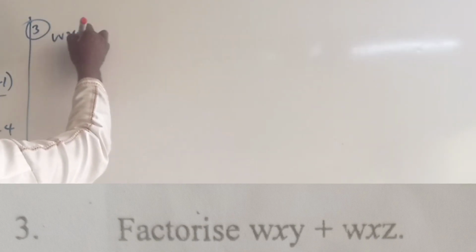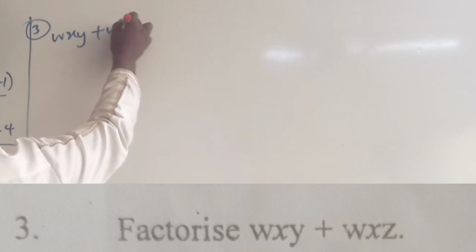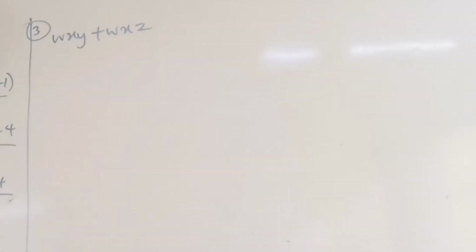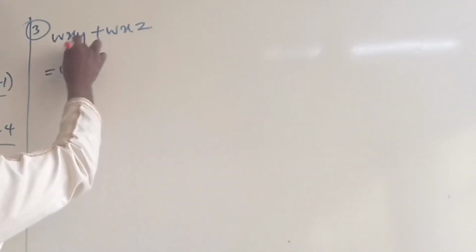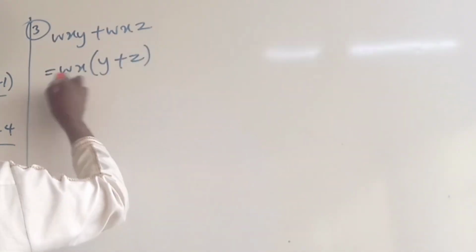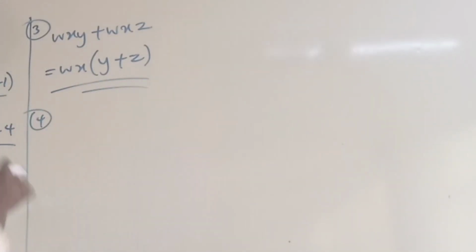Factorize wx y plus wxz. So what is common? wx is common. So we have y left plus z. Answer.